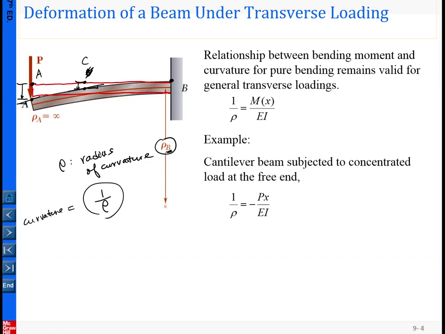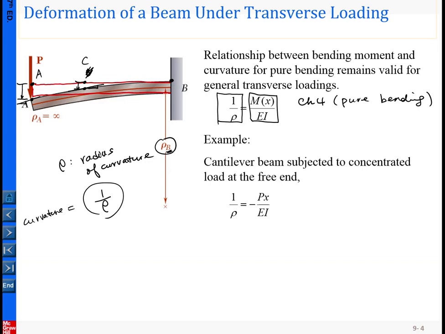In general, we have this formula: curvature equals the bending moment divided by EI. Probably some of you have seen this equation; it is from our chapter 4 when we talked about pure bending. If you have time, you can dig out the slides of chapter 4, and this equation appears at the very beginning of the chapter.